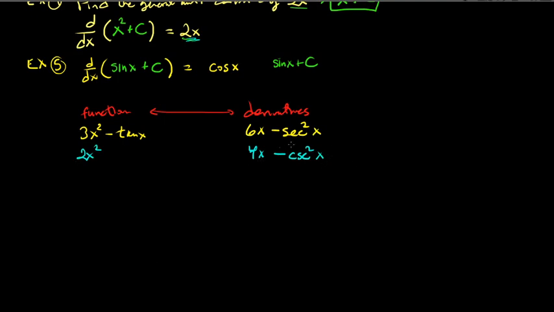What about this minus cosecant squared? Well, if you remember, the derivative of tangent is secant squared. The derivative of cotangent, right, is negative cosecant squared. So it's not minus cotangent of x, because that would give you a plus cosecant squared. It's going to be plus cotangent, whose derivative is negative cosecant squared, right?